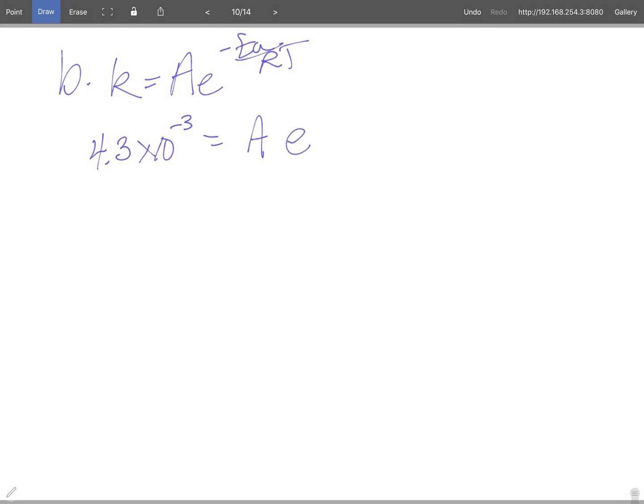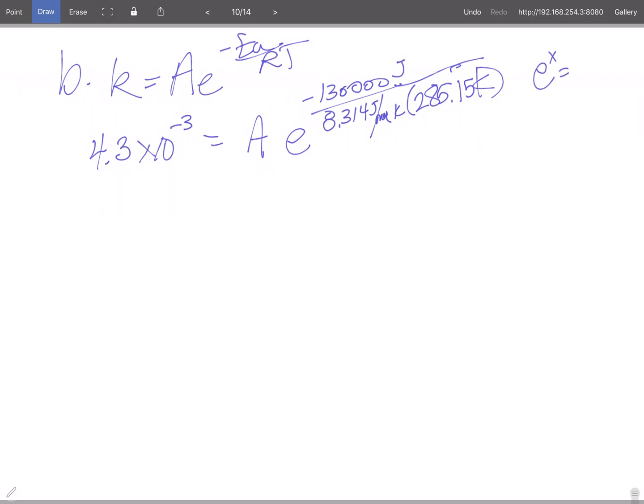A e to the minus 130900, I think there are 4 zeros, 1, 2, 3, 4 zeros, yep, divided by 8.314 joules per mole K, times the temperature, and we used this temperature before, so we've already done the math. Now, one trick here when you do e, remember e to the x, the inverse of that is the natural log.